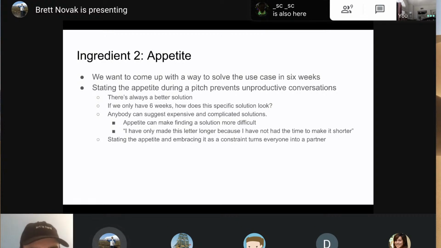I forget who the quote was from, and I don't know if you guys think it would be directly related, but it reminded me of this famous quote, which everyone thinks Mark Twain said, but it wasn't really him. He was misattributed to it. I've only made this letter longer because I have not had the time to make it shorter. I don't know if anyone knows that quote.